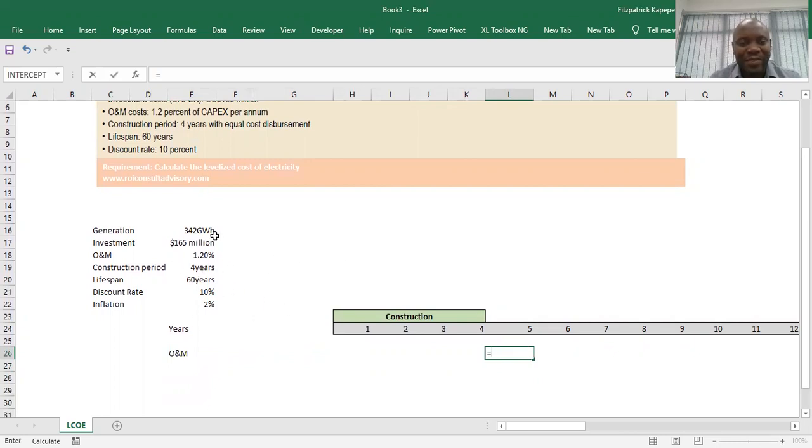So in the fifth year, we'll have the 165 million times O and M, 1%. Do this. So we are saying it is actually growing at the rate of inflation.